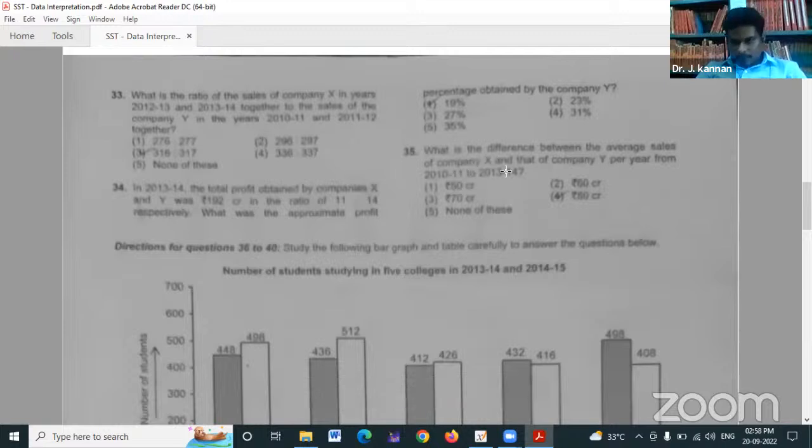The last problem: what is the difference between the average sales of company X and that of company Y per year from 10 to 11 to 13 to 14? So how to find? This is a lengthy process. Average means the sum of all values divided by the number of terms. So average sales of company X from 10 to 11 to 13 to 14 is actually 4 years: 10 to 11, 11 to 12, 12 to 13, 13 to 14. So adding 4 values divided by 4, and also company Y. So find out X and Y.